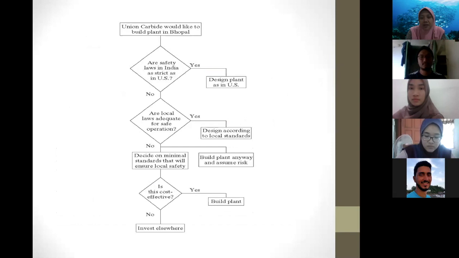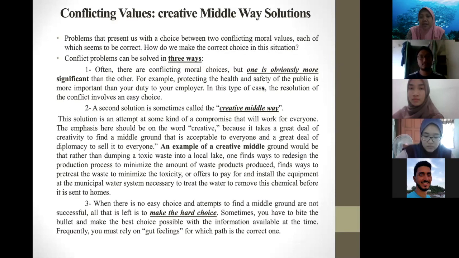And the final method is the creative middle way solution. You can read here. I told you where you can find the slides, right? Creative middle way solution, if you read everything here, it just means that it's a solution that attempts some kind of compromise that will work for everyone. So basically, you come up with a solution that will compromise, that will make everybody happy.